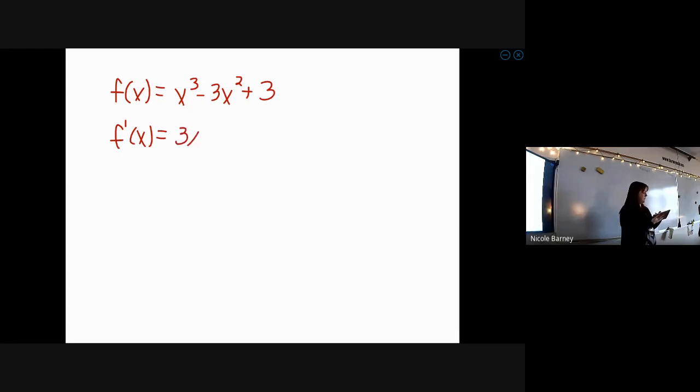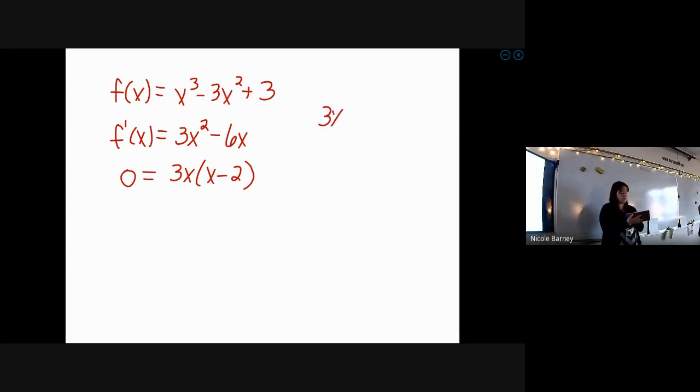So we have 3x squared minus 6x plus 0. Then we need to figure out when is this slope equal to 0. So we set it equal to 0. And we can factor this, so that would take 3x out. We have x minus 2 left inside. So this is equal to 0. We set both of our factors equal to 0, and we have x equals 0 and x equals 2.